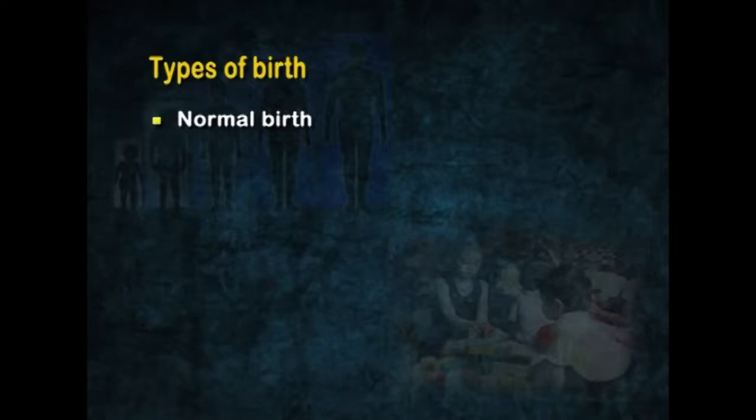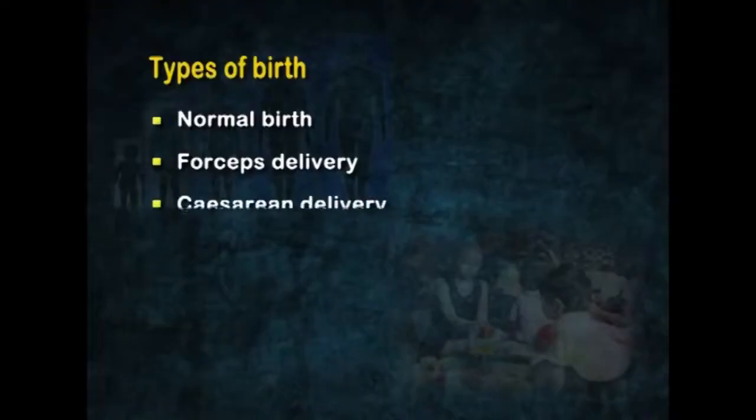Then the next type of birth is forceps delivery. In the second stage of labor, though the mother has severe pains, the baby is not able to come out, then the baby's heartbeat may slow down. In such cases, the head will be pulled very carefully with the help of the forceps. This type of delivery is called the forceps delivery. Sometimes damage may also occur, and this may result in birth defects if the forceps delivery is not done very carefully.